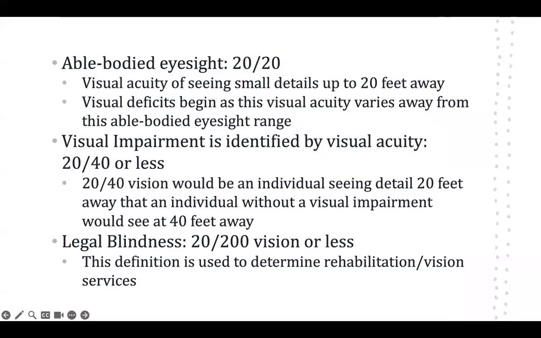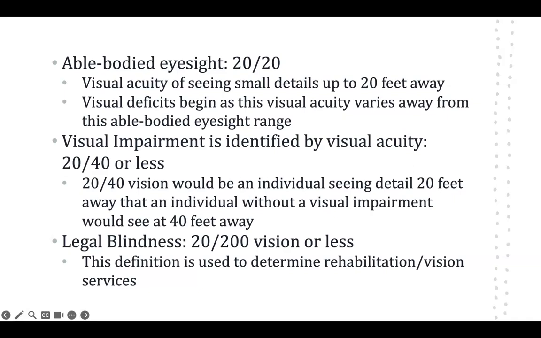This again explains what that means. So 20/20 vision is what they can see at 20 feet away. Someone with 20/40 vision has to be at 20 feet away to see what somebody with 20/20 vision can see at 40 feet away. And legal blindness is 20/200 vision or less.